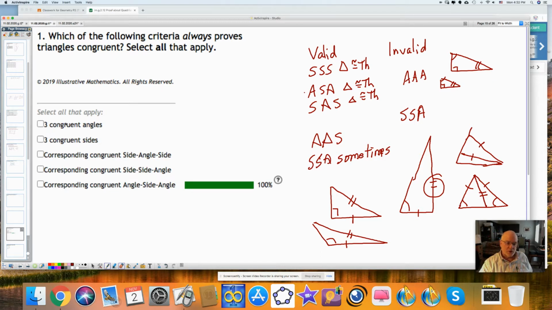So the ones that work: not the angles, yes, the sides. Corresponding side angle side, yes. Side side angle, no. This works sometimes, but not always. And corresponding angle angle side, yes, this always works.